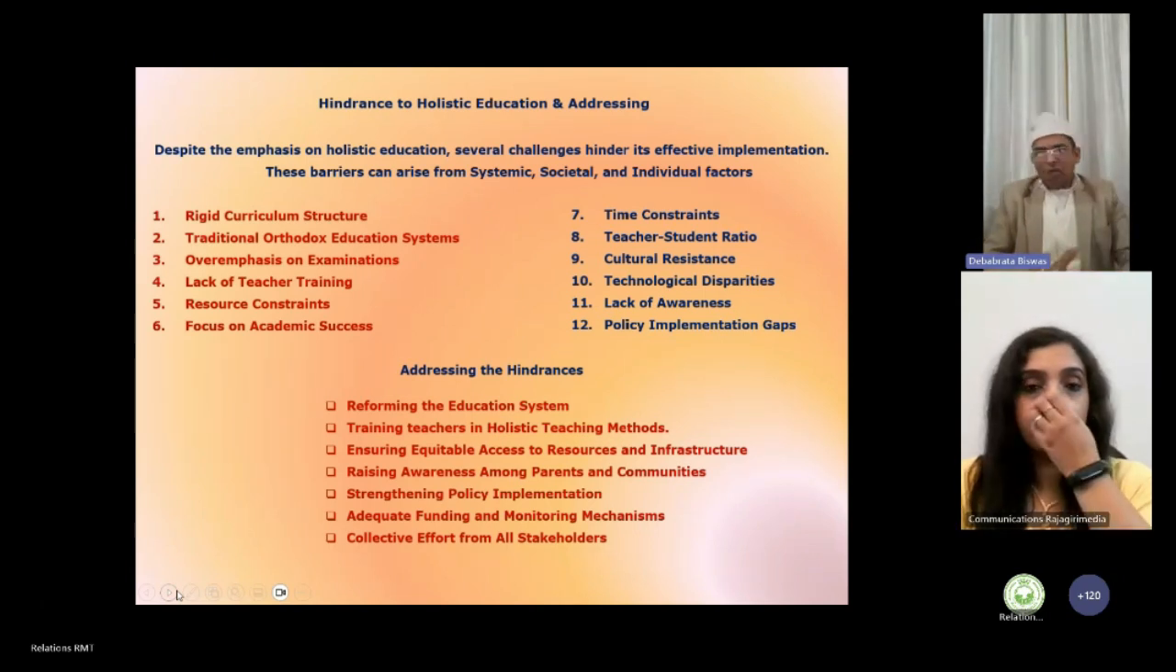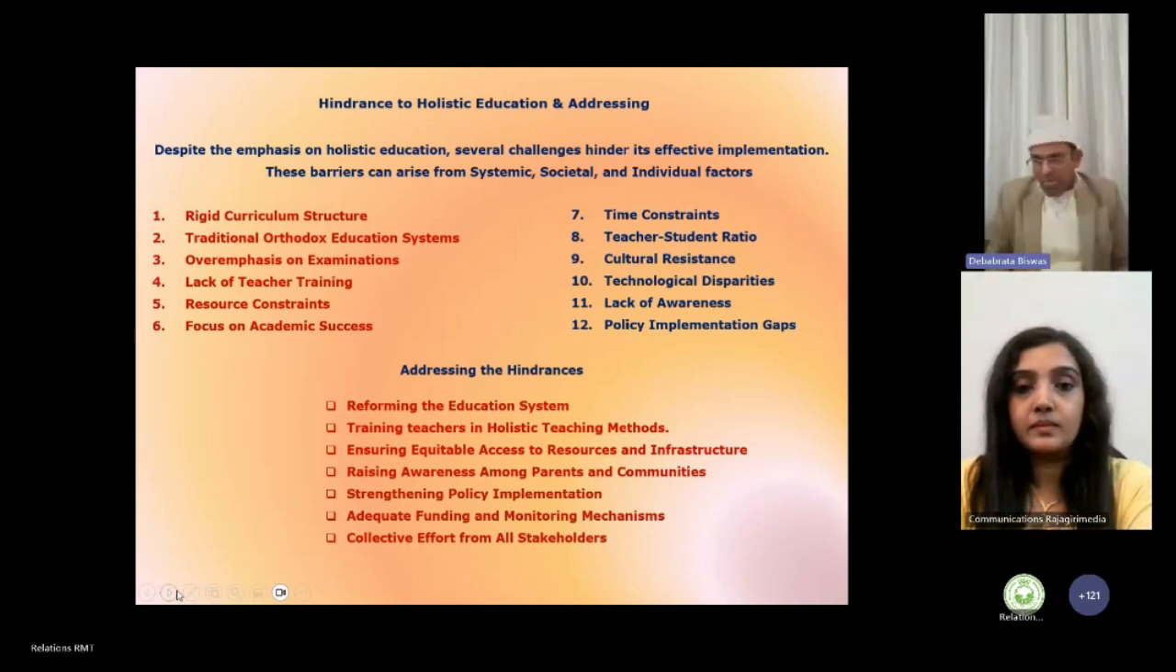Now how can we address those challenges? Reforming the education system, which is going on gradually. Training teachers in holistic teaching methods, CBSE is always emphasizing that. Continuous professional development is important. Ensuring equitable access to resources and infrastructure. So every child from any marginal section of society should have equal access.